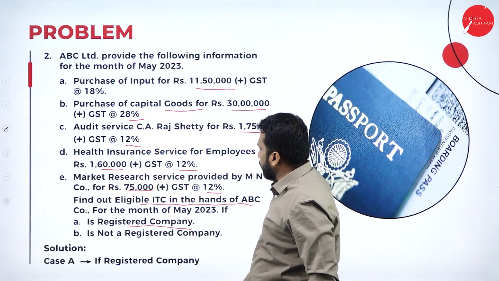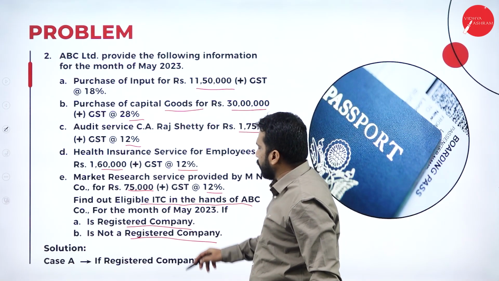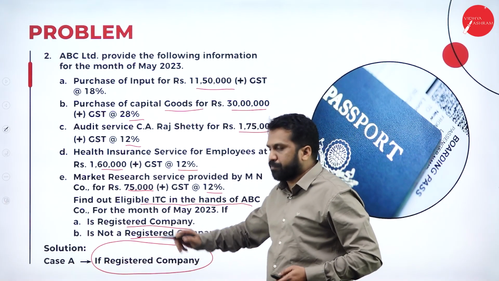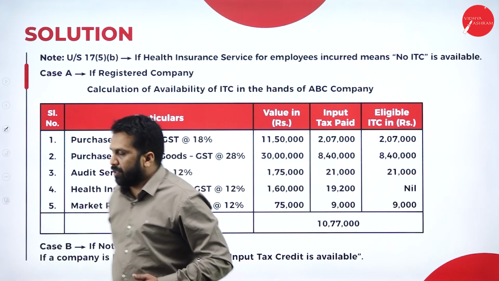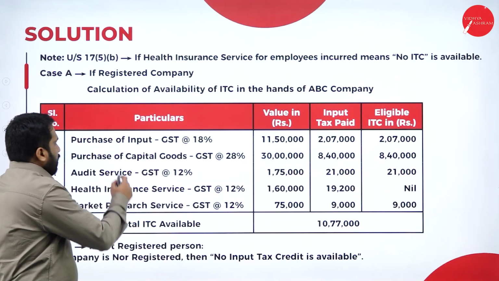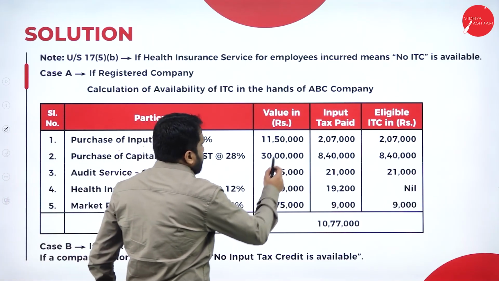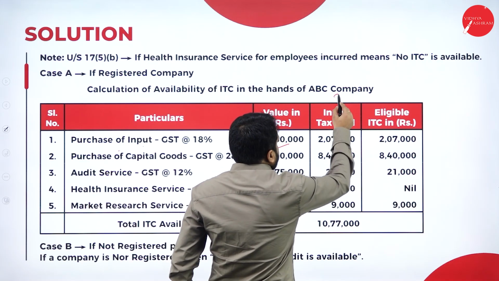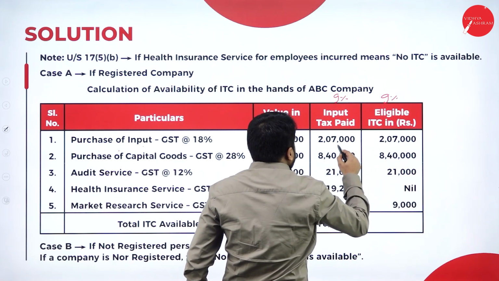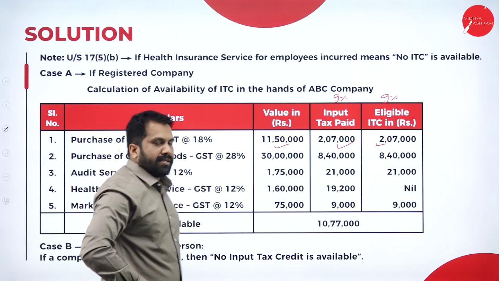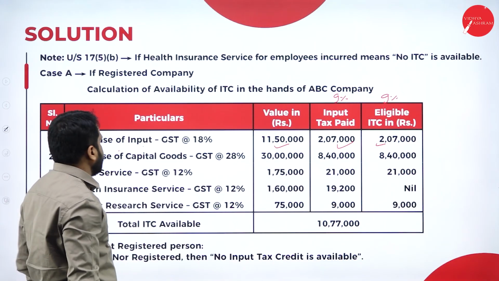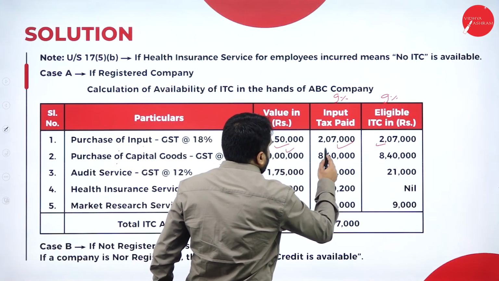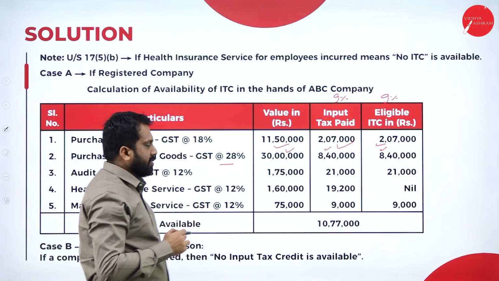A registered company or not a registered company. Both you are supposed to calculate. First one we will do for a registered company. Now, as per this, purchase of input at 18%, 11,50,000. On that you calculate 18%: 9% here, 9% here, 2,07,000, 2,07,000. Similarly, now purchase of capital goods at 28%. On 30 lakh you calculate, you will get this answer.